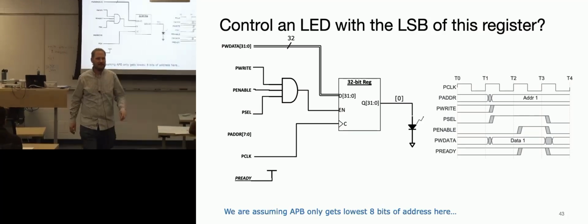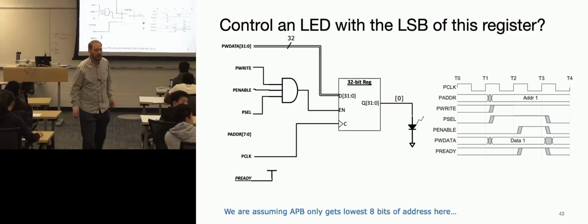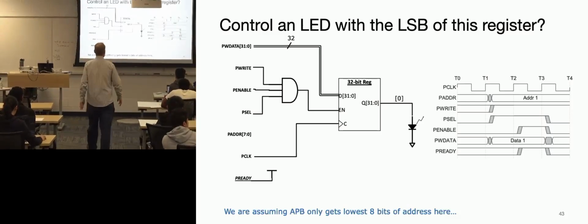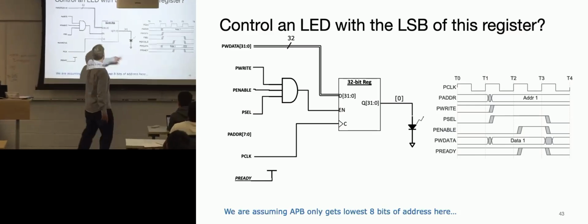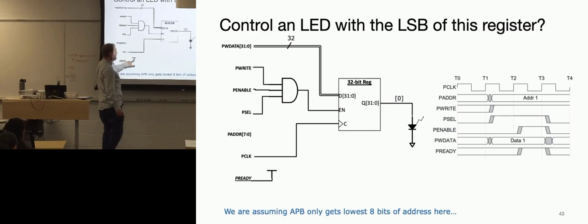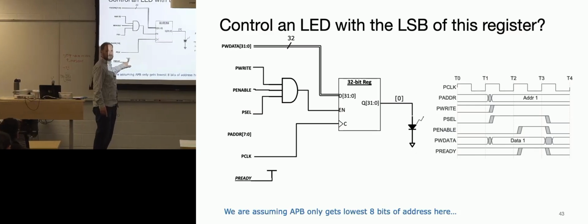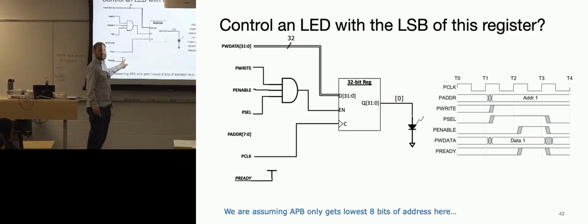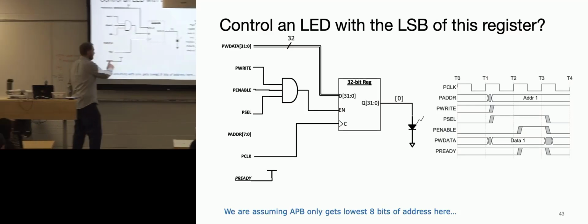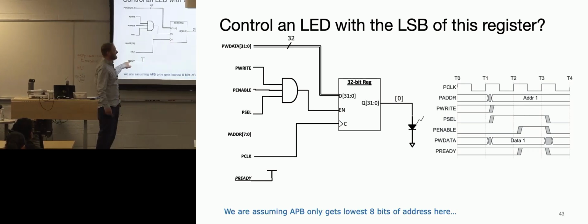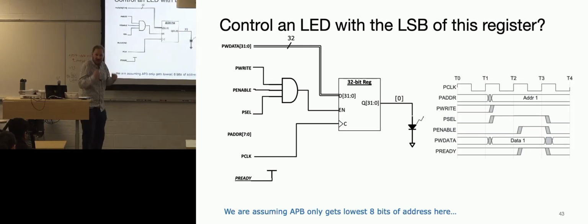Yes? Can you explain what the notation is for P ready? P ready on the very bottom. Oh, this is a power symbol. This means VDD. That's a logical 1. That's a logical 0. That's ground. And so here, that's a great point. This is just saying that P ready will be ready immediately.